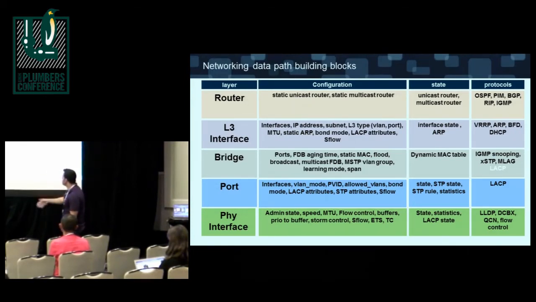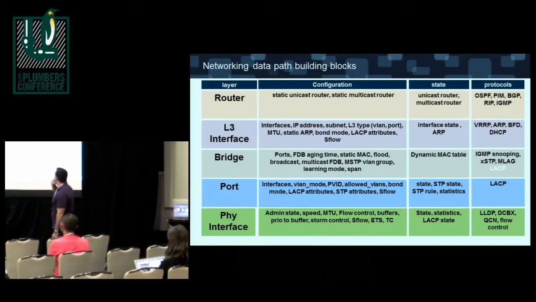The next layer is the bridge. In the bridge, we have the FDB and the MSTP configuration, the spanning tree itself. We have dynamic MAC as a state, and IGMP, xSTP running, and MLAG that we can add to the bridge. MLAG is a multi-chassis LAG.